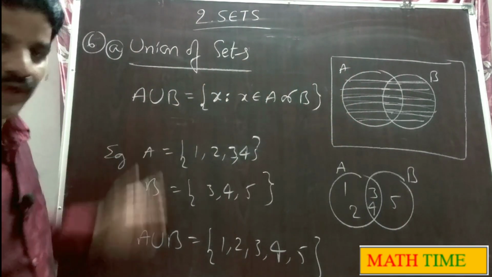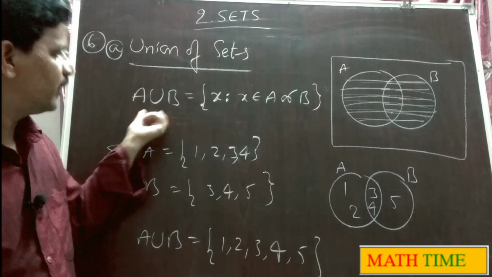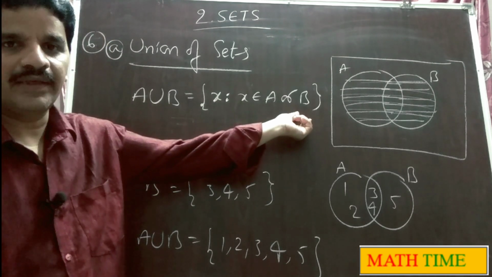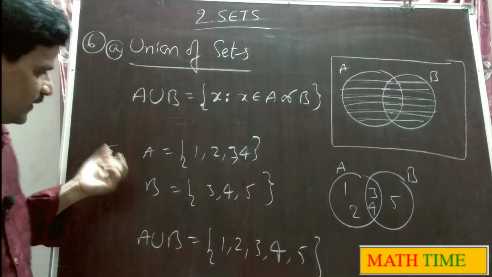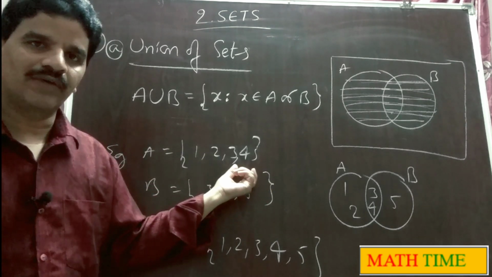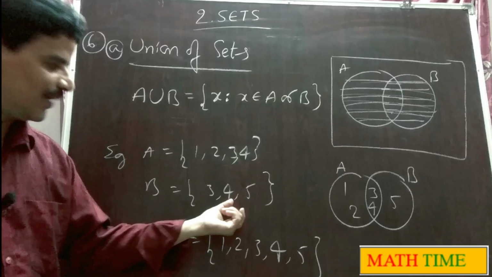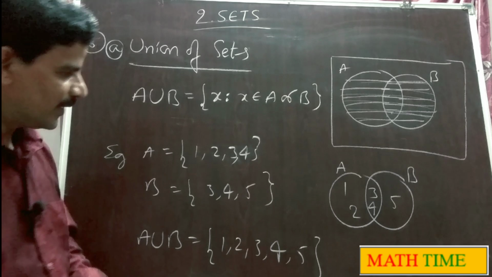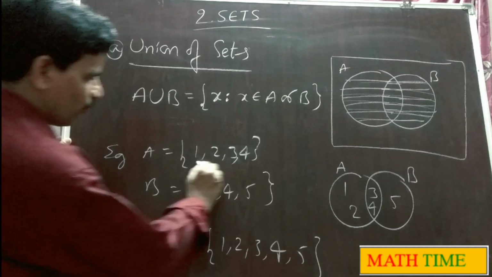Therefore, the union of two sets A and B, denoted by A union B, is a set of x such that x belongs to A or B. Common elements should be taken only once. Here is one nice example. A = {1, 2, 3, 4}. A contains 4 elements: 1, 2, 3, 4. And B = {3, 4, 5}. B contains 3 elements: 3, 4, 5. Now, A union B means what? All the elements of A and B, with common elements taken only once. So here A contains 1, 2, 3, 4.